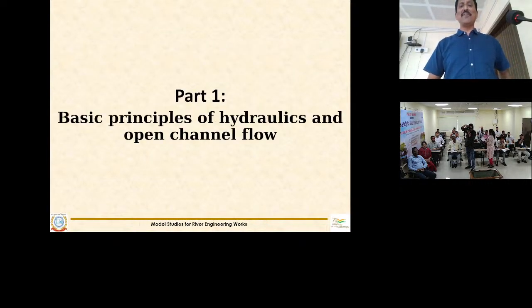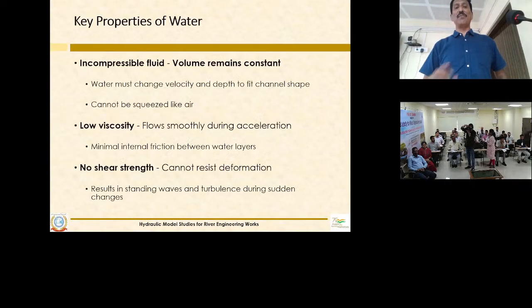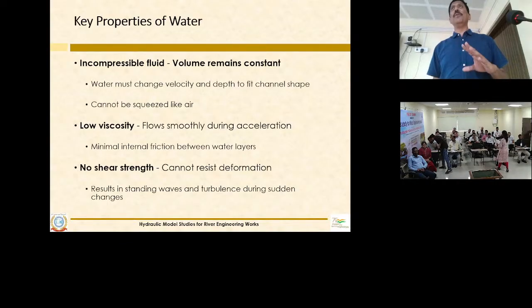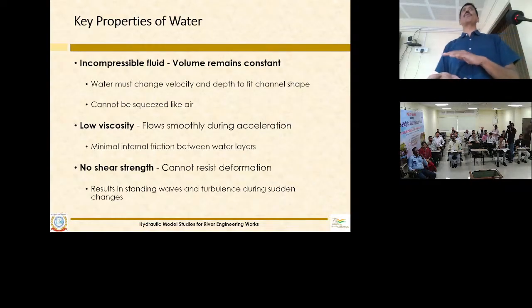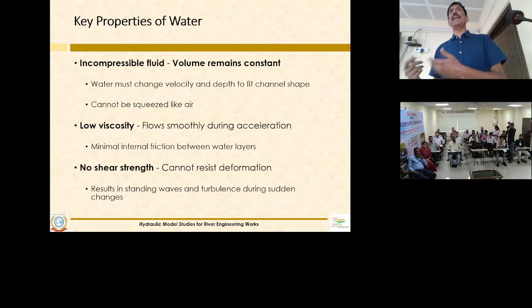First, we will start with hydraulics and open channel flow. Three important characteristics of water we should know: it's incompressible, which means you cannot compress the water. So it has to change its depth or velocity to make it flow. Air can be compressed, but water cannot. So either it should change its shape, increasing its depth, or while moving, it can increase its velocity. That is a very important property.